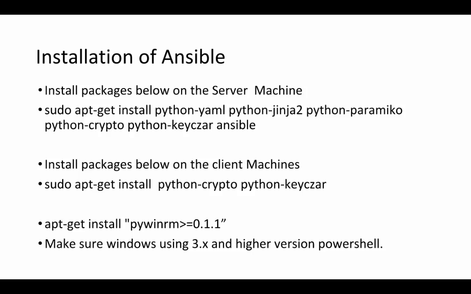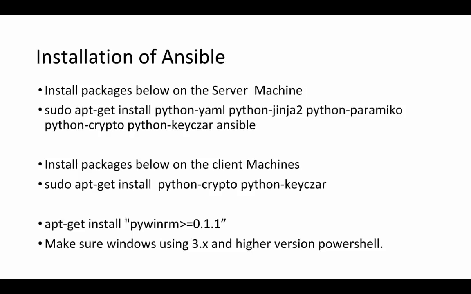So Ansible needs to be installed on a single machine from where you can operate Ansible. There are some dependencies which need to be in place for Ansible to work, and these are Python packages basically, which include Python YAML, Python Jinja, Python Paramiko, Python Crypto, and Python Keyczar. So this is all about the server machine, which we can call the Ansible server.